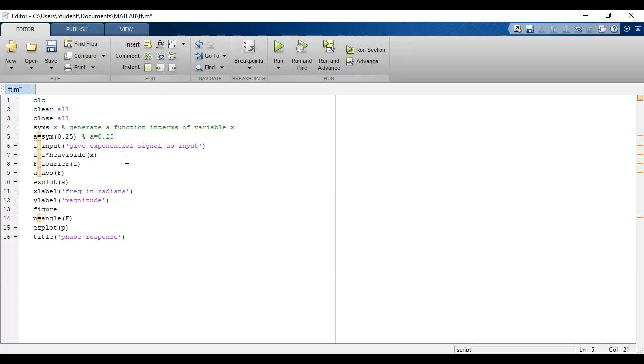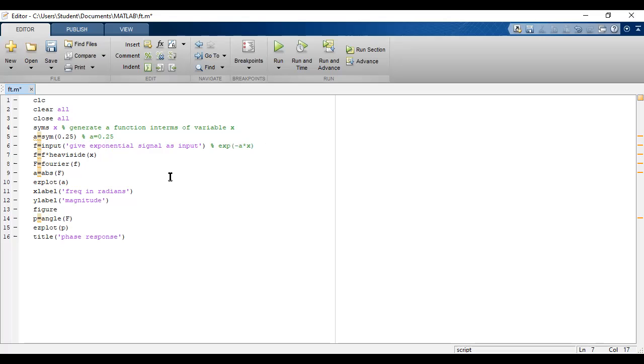Next, f equal to input, give the exponential signal as input. What is the input I have to give? Small f as exp of minus a into x, where x is a variable. This I have to type in the command window, exp of. Next, as I already said, the same function f is multiplied with heaviside of x. That means now exp of minus a into x is multiplied with heaviside of x.